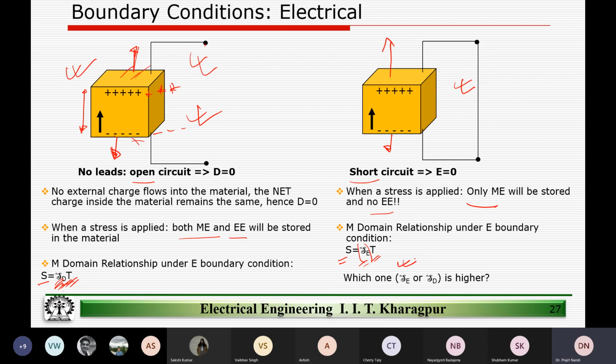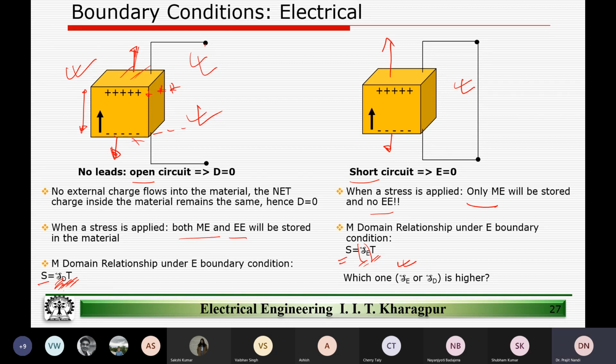The compliance matrix S suffix E is higher than S suffix D. Understood? Any questions, doubt? Understood, right?